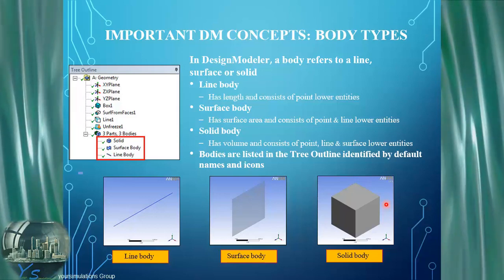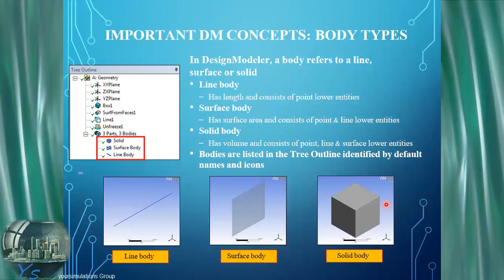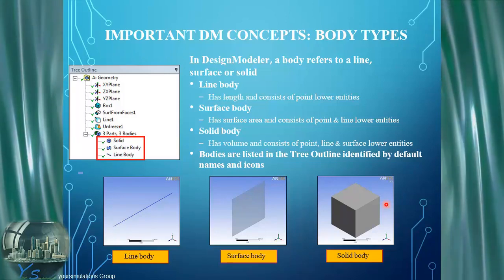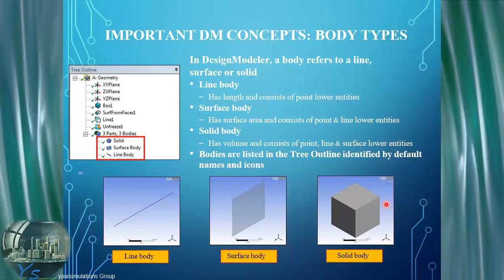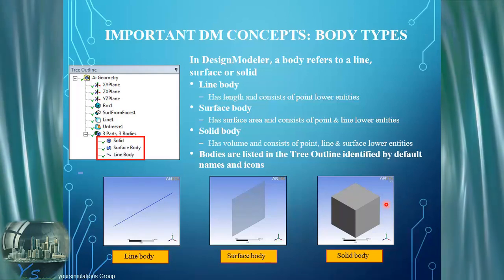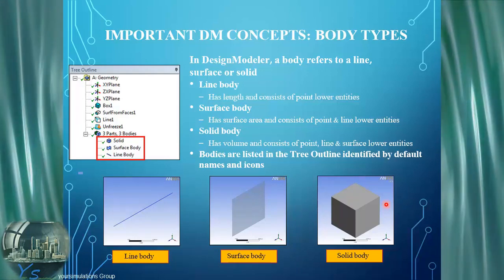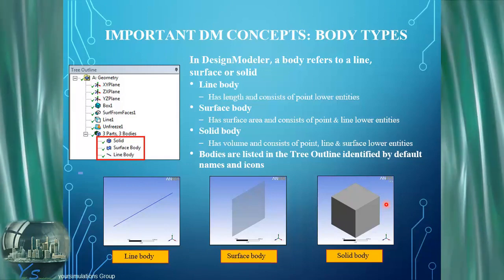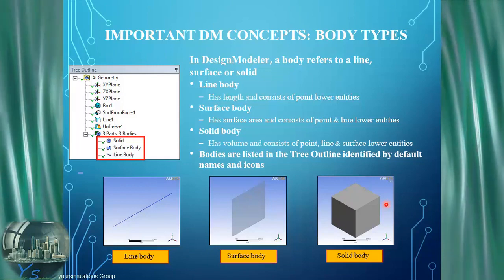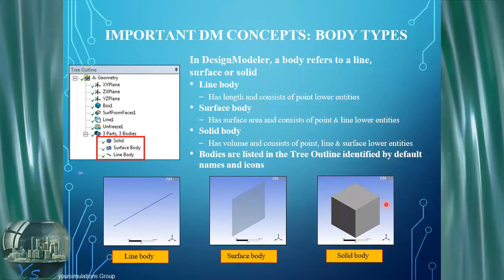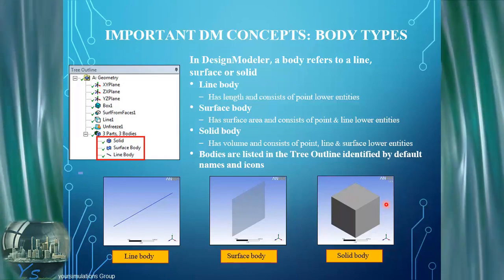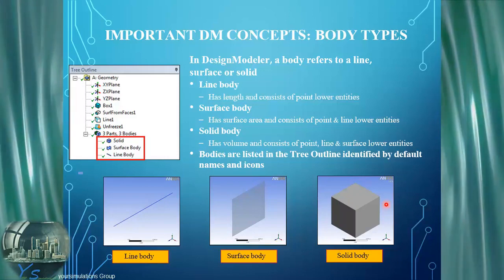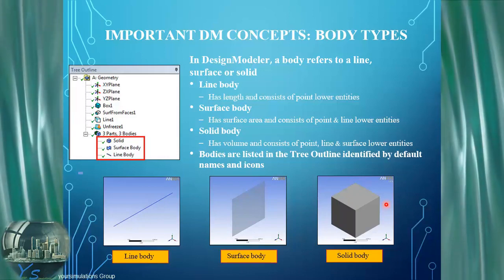So in the tree structure we can see the type of the body listed at the bottom of the tree structure, and also a particular icon associated with the body in order to determine what type of body that particular geometry has, whether it's a line body, sort of a wavy surface icon for a surface body, and a cube icon for a solid body. So these are all the different types of bodies that can be used for geometry modelling in Design Modeler.